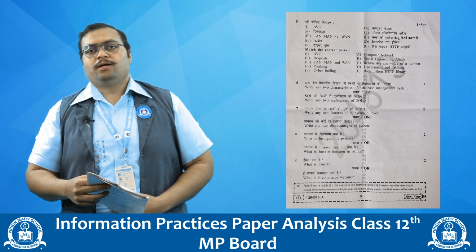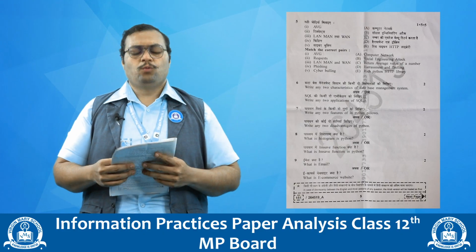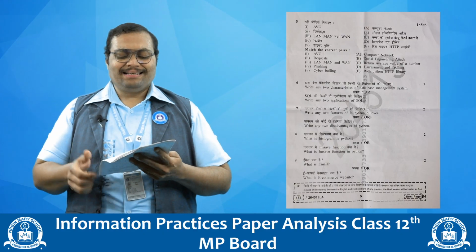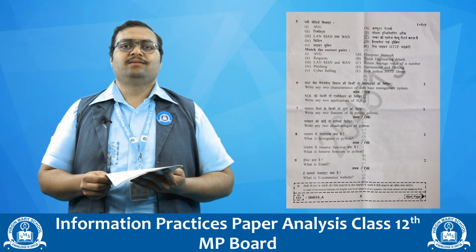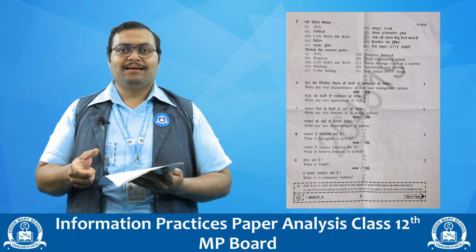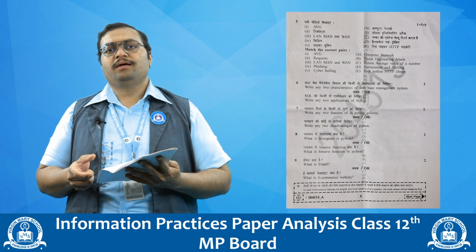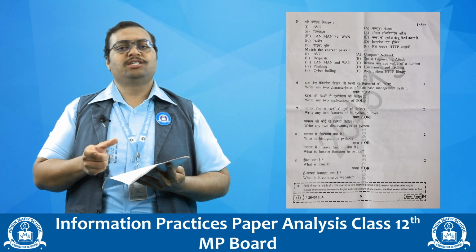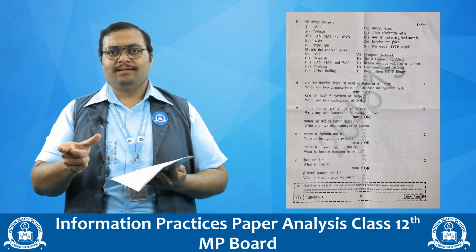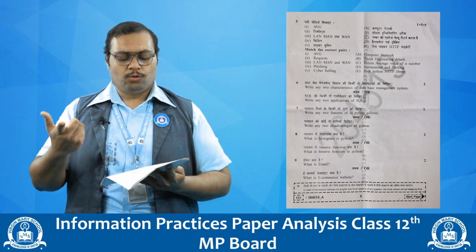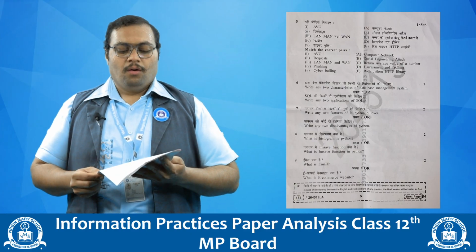That sums up the objective type questions. Let's move on to the questions now. Write any two characteristics of database management system. Obviously, a database management system is used to store data. Some of the important characteristics are reduction of data redundancy, that is, no repetition of data, and data consistency. These could be the characteristics.